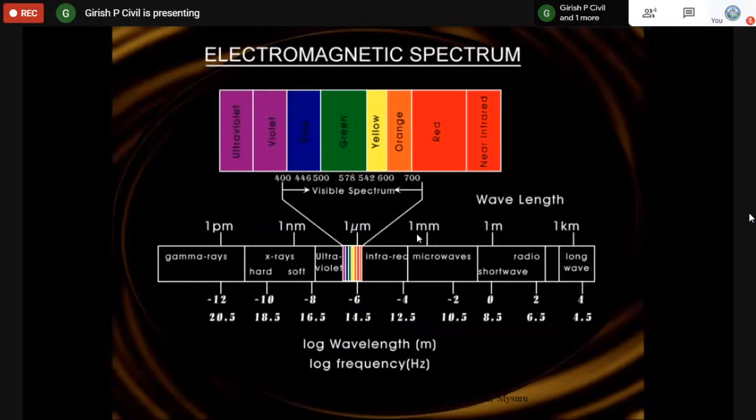Gamma rays have a wavelength of less than 0.01 nanometer, ending with the longer wavelength portion, that is radio waves, more than 1 kilometer, maybe 100 or 150 kilometers. It goes on to longer wavelengths. But in between, we have numerous portions of the electromagnetic spectrum: X-rays, ultraviolet, infrared, microwave. All vary with the frequency.